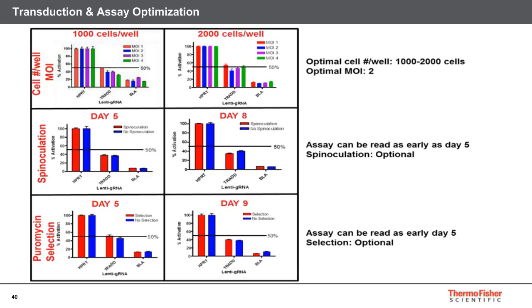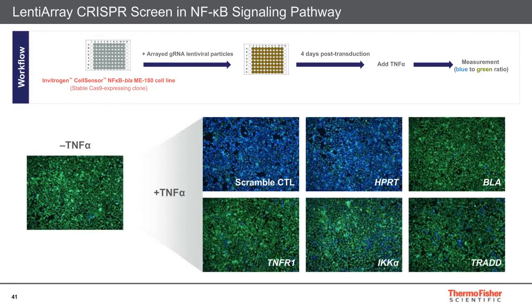So having optimized all these conditions, we then further validated the known targets in this NF-kappa B pathway, and followed the protocol listed here in the workflow on the top, wherein we take the clone that we generated that stably expresses Cas9. We seed cells, that is day 1, and on day 2 we transduce them with the guide RNA. And 4 days after transduction, on day 5, we add TNF alpha stimulation and read the blue-green ratio.